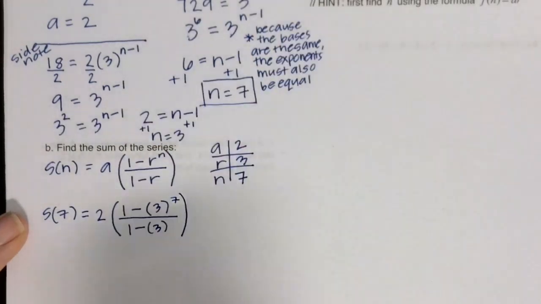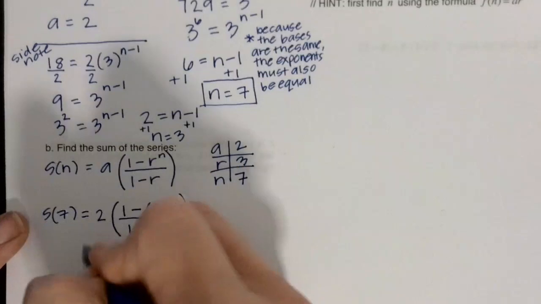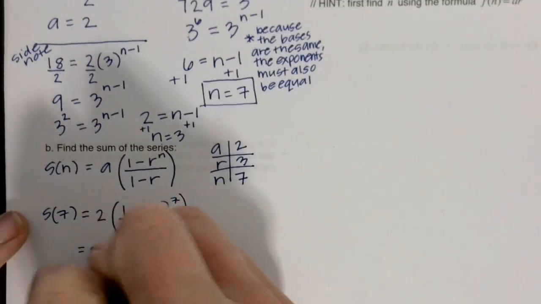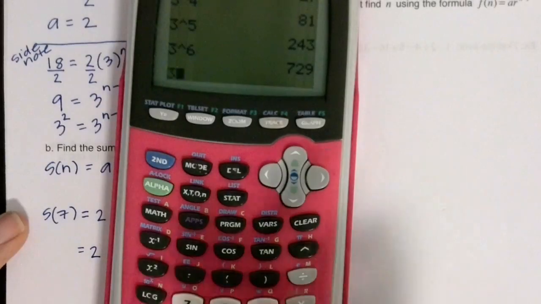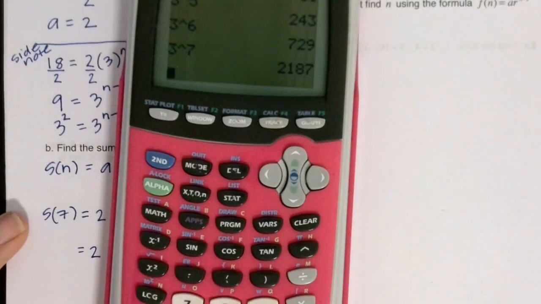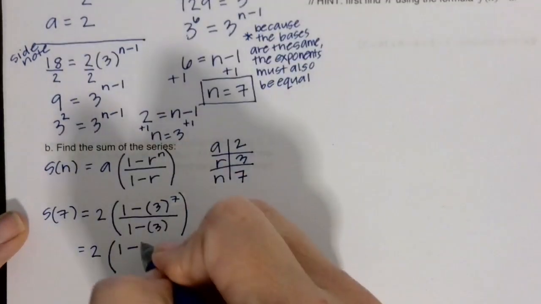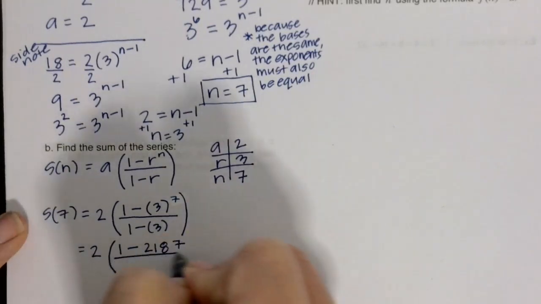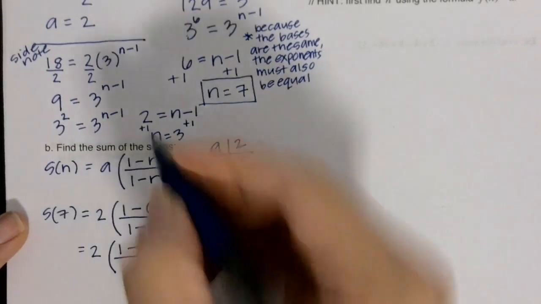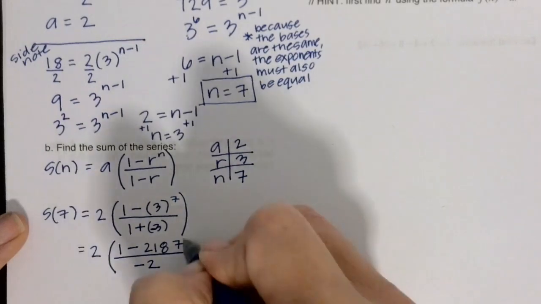Alright, let's follow the math. Order of operations says take care of parentheses and exponents first. So within these parentheses, I have a 3 to the 7th power. So this equals 2 times 1 minus 3 to the 7th power, which is 2187, all over 1 minus 3, which would be the same as 1 plus negative 3, so that's negative 2.